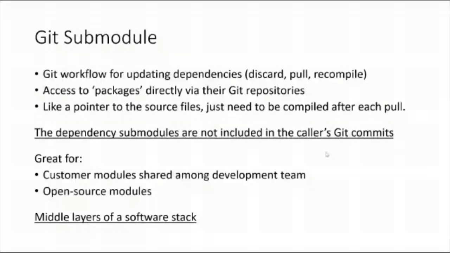And I think of a submodule like a pointer to the source files. With a key distinction here, as we'll see with the next thing: these dependency submodules are not part of the caller's Git commits. So these externals, while they're consumed by this, are not part of the source code. They're not treated that way.